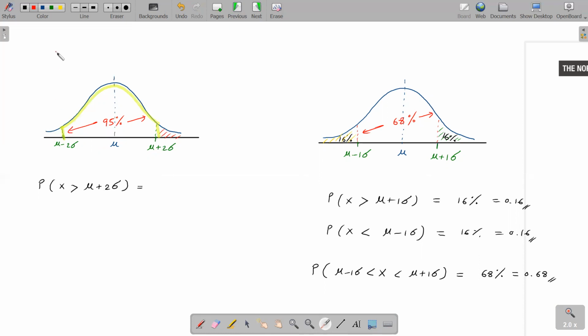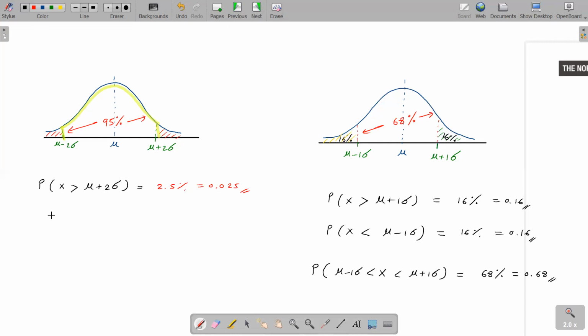The 5% comes for both the sides. Do you see, the remaining 5% is covering both of these sides. So we should divide that by 2. So how much do you get? 2.5% or 0.025. Is this clear?